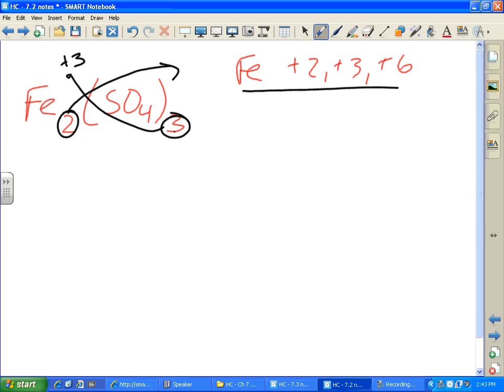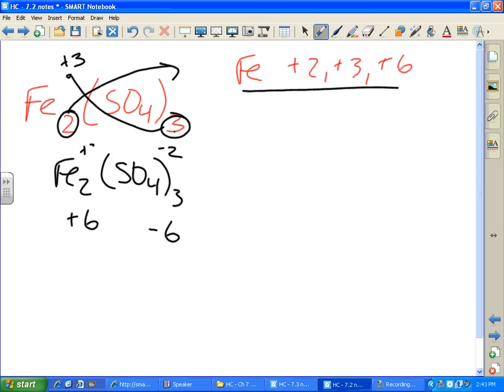Another way we know it is, well, if it's Fe2(SO4)3, we know the sulfate's a 2-. It took 3 of those to be a -6. Therefore, the iron has to be a +6. Each iron has to be a +3. Therefore, we know it's iron 3.